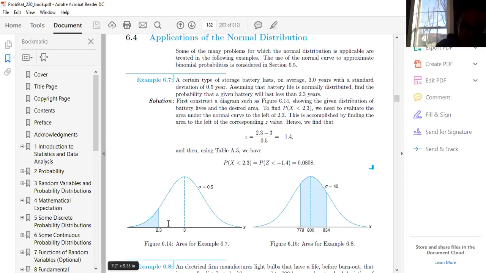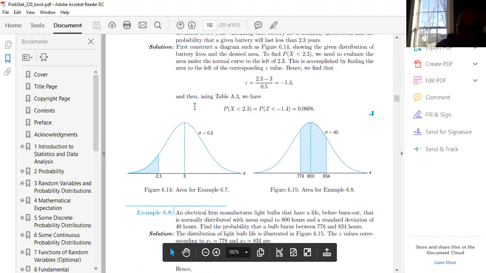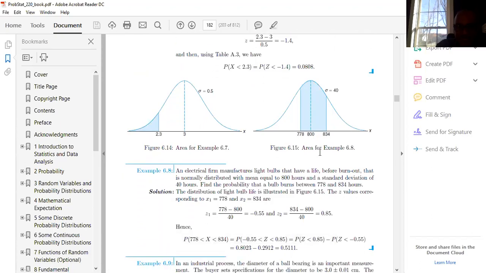So that probability is really very, very small. The probability that a particular battery will last only 2.3 years is really very small. That's the meaning. So we used the first figure for example 6.7, and now we are going to go for example 6.8 and use the second figure over here. Look at the area of this one. Sounds good. Let's go for the second example.